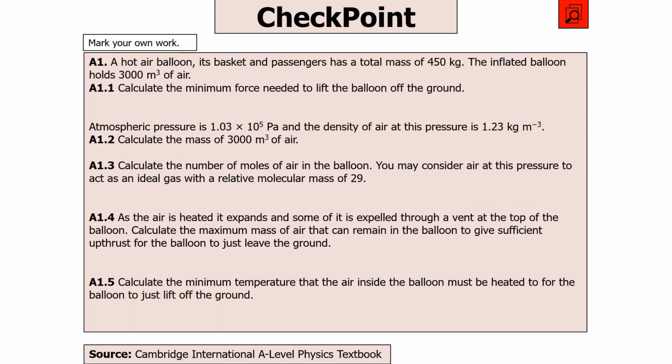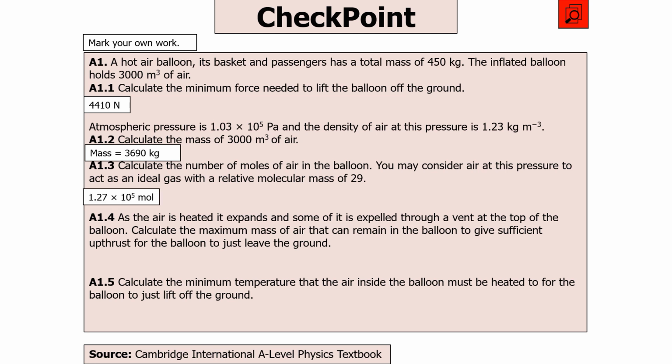Right, in this next one, what's the minimum force required? Well, it's going to be equal to the weight of the object. So 540 times 9.81 is 4,410 newtons. In this next one, we can work out the mass by doing mass equals density times volume. We've got the pressure, and we've got the density there. We've got the volume. We can work it out. So therefore, it's going to be 3,690 kilograms.